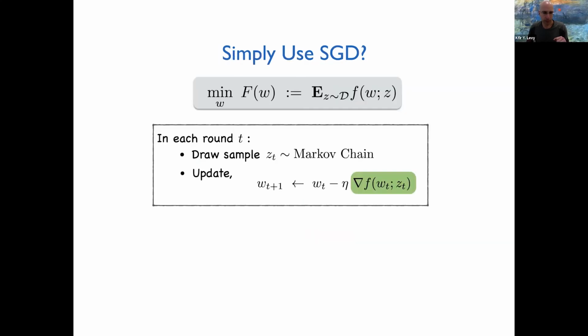The immediate question to ask is why not just use the standard algorithm, which is stochastic gradient descent. At every time, draw a sample from the Markov chain, design an estimate for the gradient based on this sample, which is what we see here in green, and then make a gradient update using this estimate. That's what we usually do in machine learning.